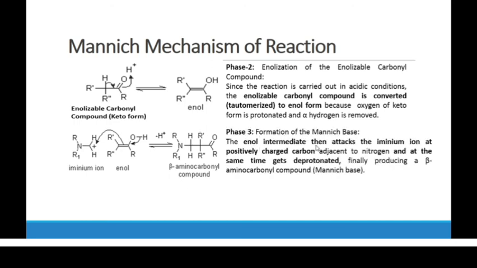The enol intermediate then attacks the iminium ion at the positively charged carbon adjacent to nitrogen and at the same time gets deprotonated, finally producing a beta aminocarbonyl compound which is Mannich base.